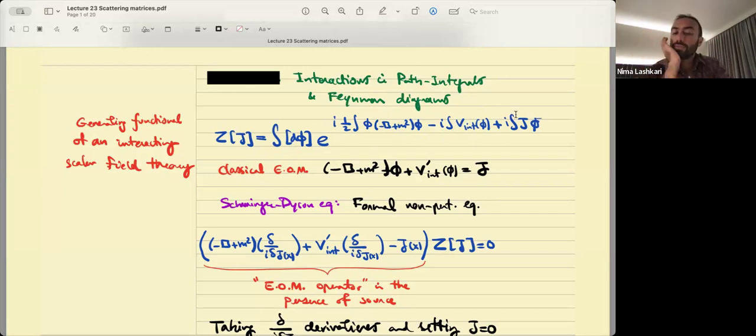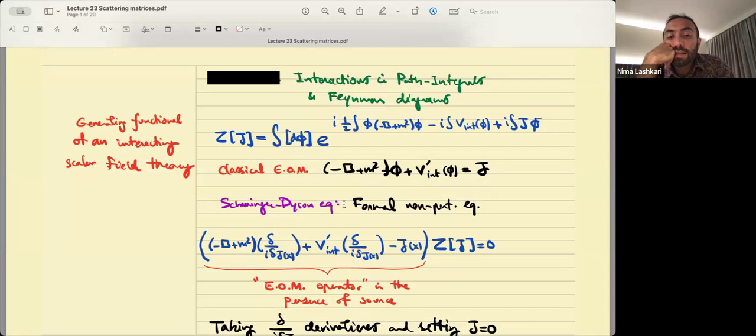And then we introduce a source. So the classical equations of motion come from a variation of this action, which says that the Klein-Gordon operator acting on the field phi plus the derivative V prime of phi, this is like a force, is equal to a source. Now, this is the classical equation of motion.